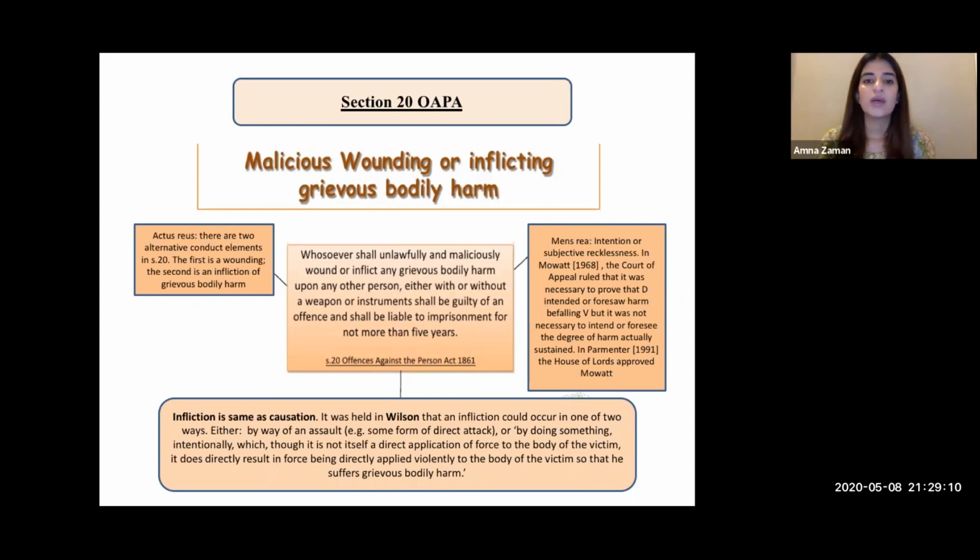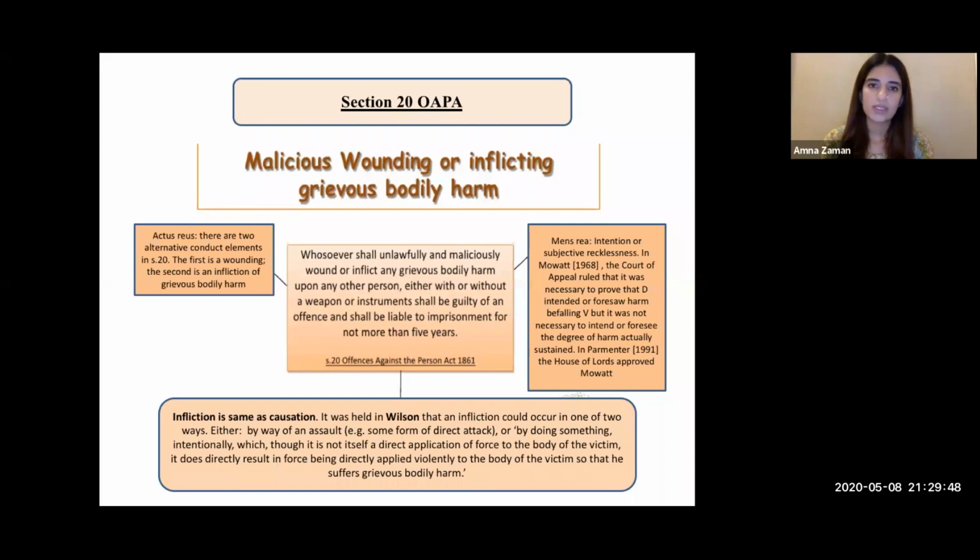Section 20 of the Offences Against the Person Act, which is about malicious wounding or inflicting grievous bodily harm, says, whosoever unlawfully and maliciously wounds or inflicts any grievous bodily harm against any other person, either with or without a weapon, shall be guilty of an offence and shall be liable to imprisonment for not more than 5 years. Now, what is the difference between Section 18 and Section 20? And what are the similarities between these two crimes of violence?